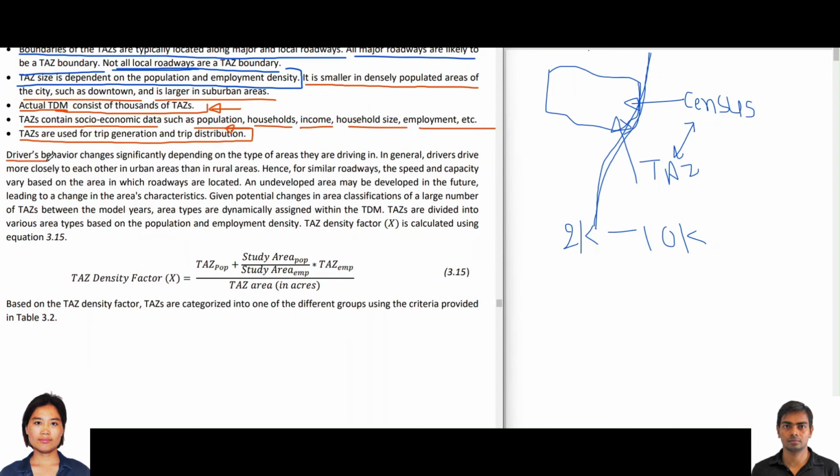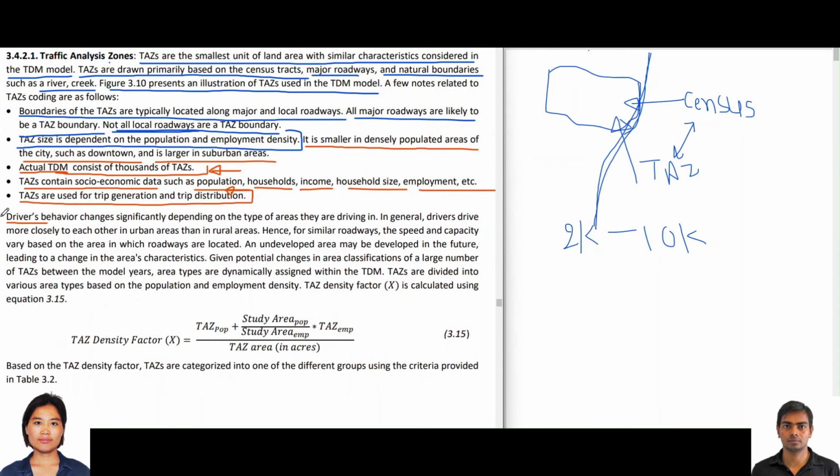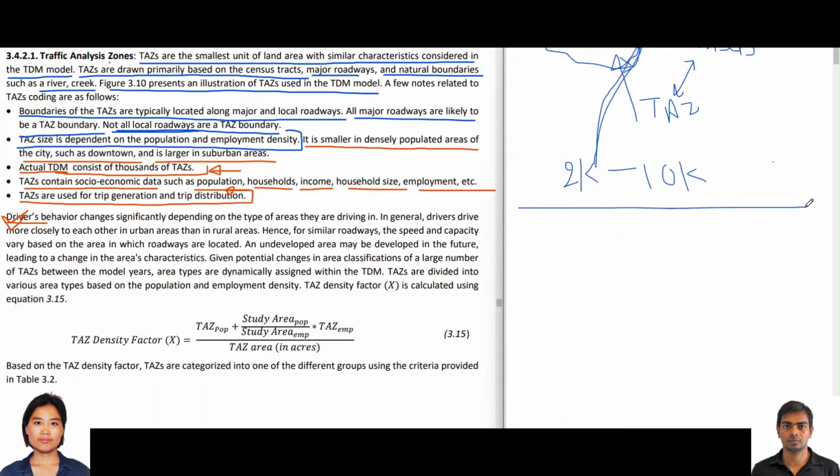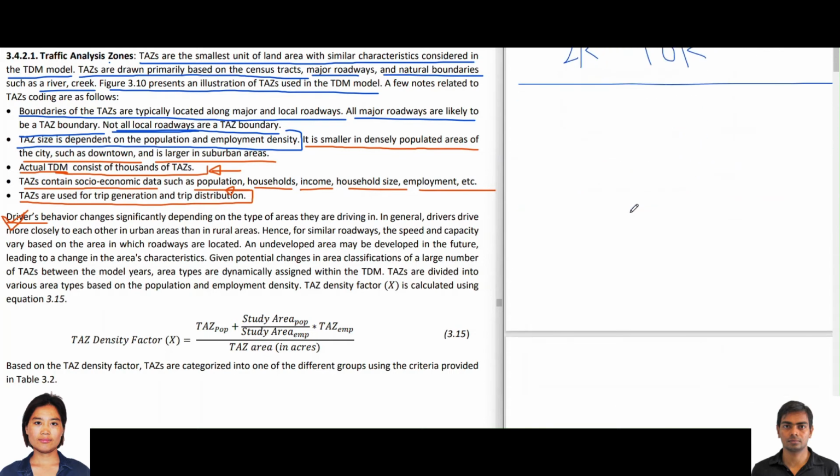Driver behavior. So in the next paragraph, we are going to discuss the importance of area type. Let me define what area type is first. The travel demand model usually is built for the dense part of the city and also the suburban part of the city and a little bit outside of the city.